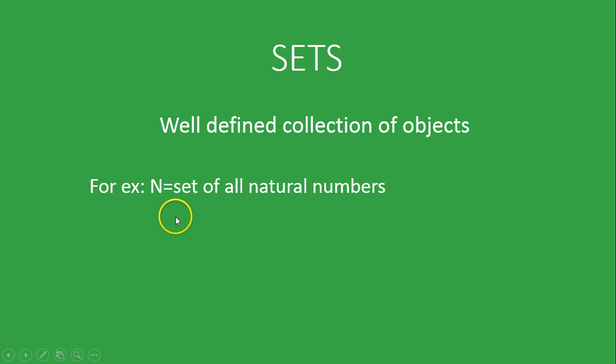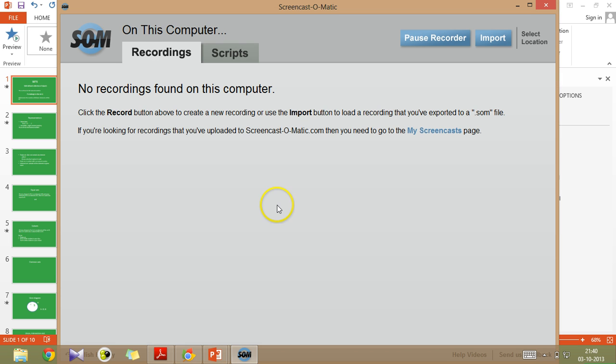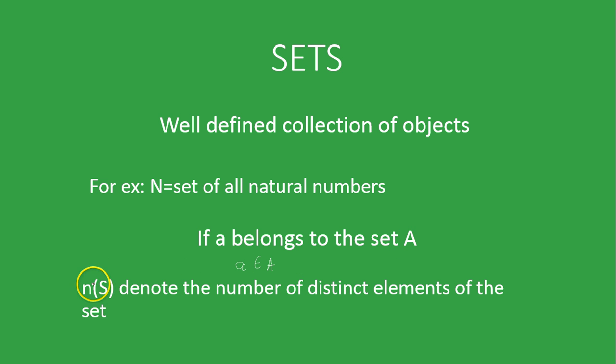Now let us look into the basic notations used in the set. If a belongs to the set A, then it is written as a epsilon the set A, for denoting that a belongs to the set A. Here n(S) denotes the number of elements in the set S.